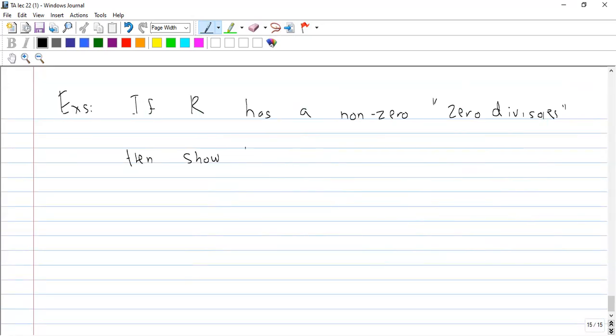Now there is an exercise that if R has a non-zero zero divisor, then show that every non-zero R module has a torsion element.